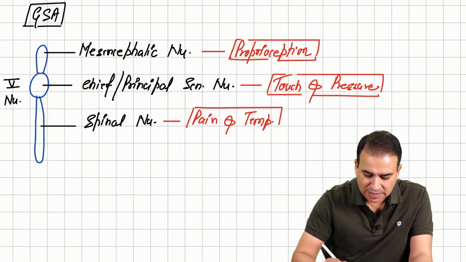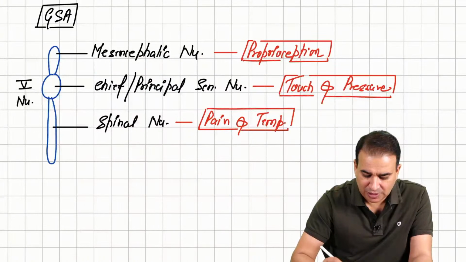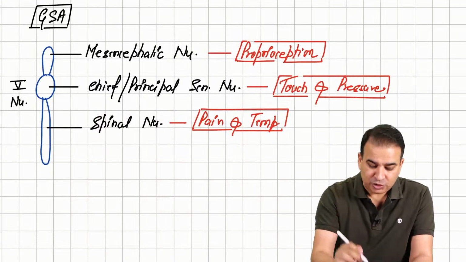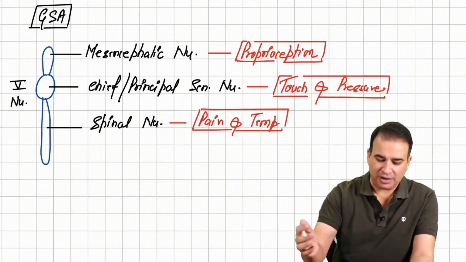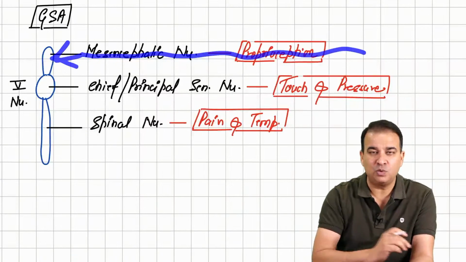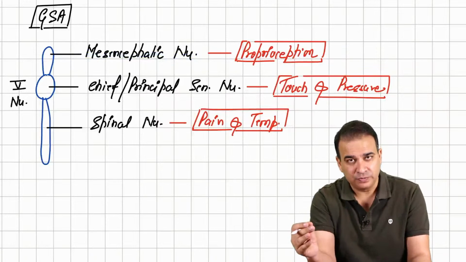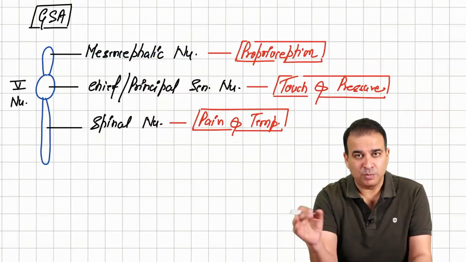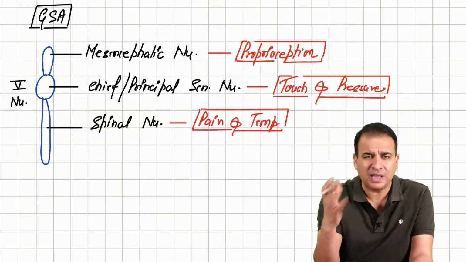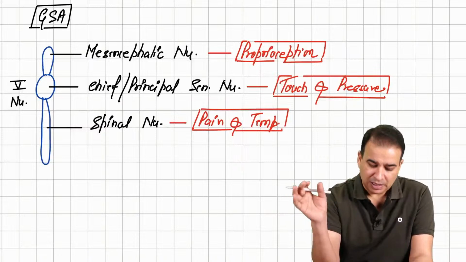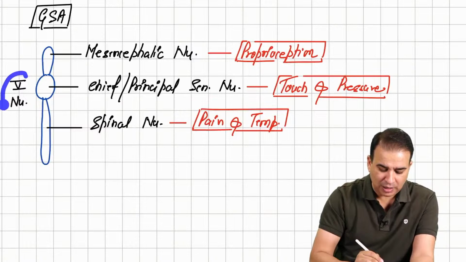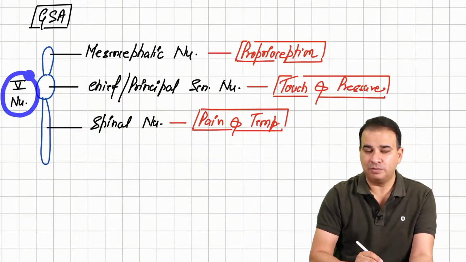Now, please understand one thing. When I say the type of sensation, it is regardless of which nerve is carrying it. Trigeminal nerve carrying the proprioception, fine. The trigeminal branch will reach the mesencephalic nucleus. But if any other nerve is carrying proprioception from a somatic structure, from a muscle, let's say a muscle of mastication, just a random example, that is also allowed to come into the mesencephalic nucleus.